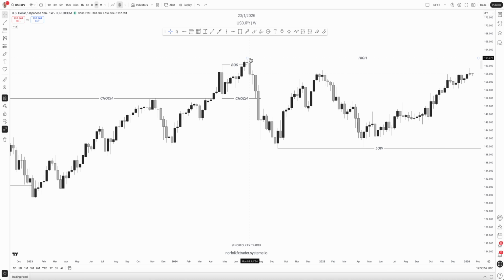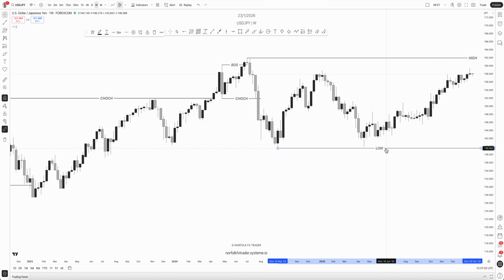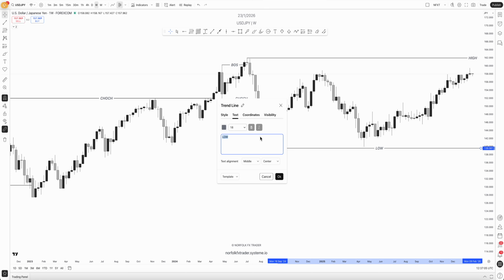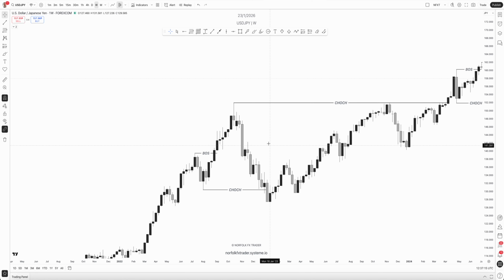So let me just change that to the right so we don't have it in the way. Put it over to the right, and we'll change this as well to the right. So we have now that current range on a swing structure. Now, before we go through this current area of price, I want to go through this area first.